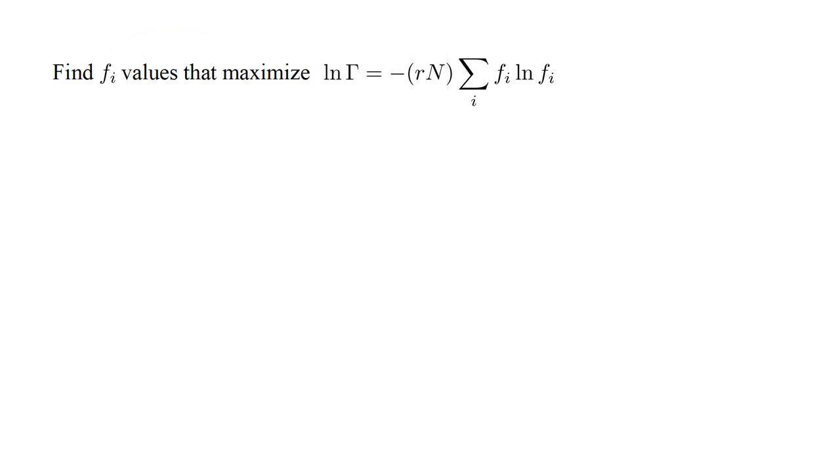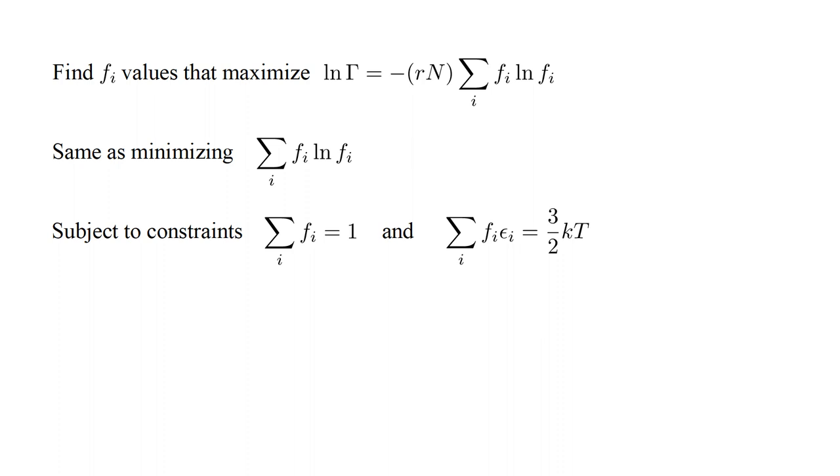We want to find the Fi values that maximize this expression. This will be the most probable macrostate of the system. From our previous analysis, we expect that the system will not deviate significantly from this most probable state, and that the log of gamma for these optimal Fi values will define the entropy of this system. We can drop the constant factor Rn and use the fact that maximizing an expression is equivalent to minimizing its negative. So we seek to minimize sum over i Fi log Fi.